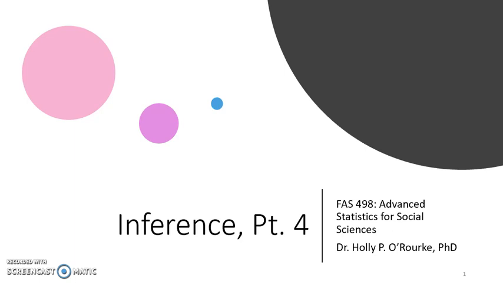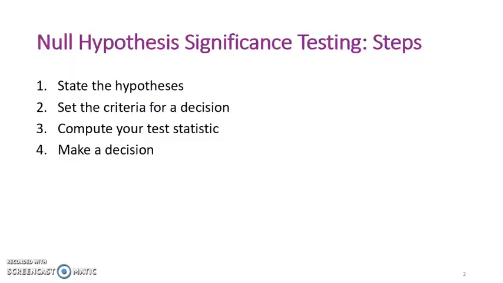In this lecture, I'll describe the steps of null hypothesis significance testing, or NHST, in detail. We are going to learn the general steps of NHST that are used for many of the statistical tests. These are the steps. State the hypotheses, set the criteria for a decision, compute your test statistic, and finally, make a decision about significance.